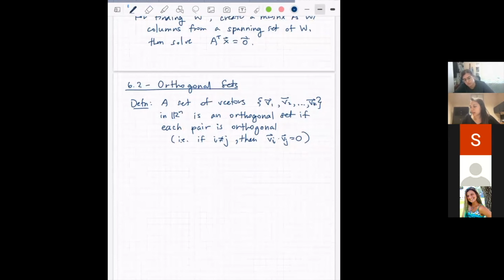Obviously, if we took vi dotted with itself, this would be non-zero if it was not the 0 vector, right? So that might not be 0. But if you take the dot product with any other vector, you would get 0.